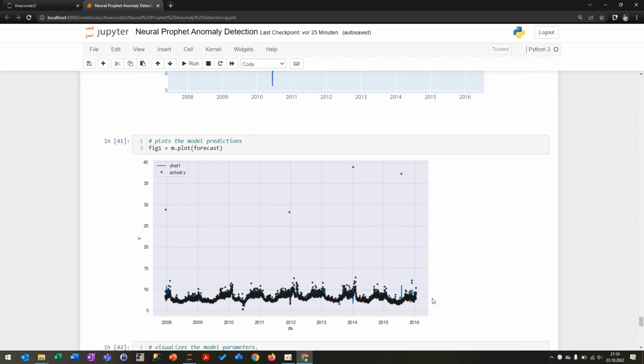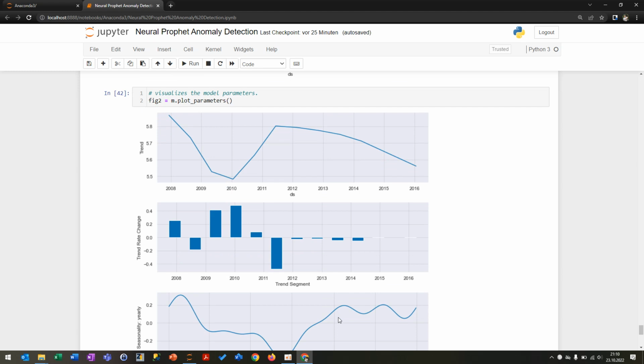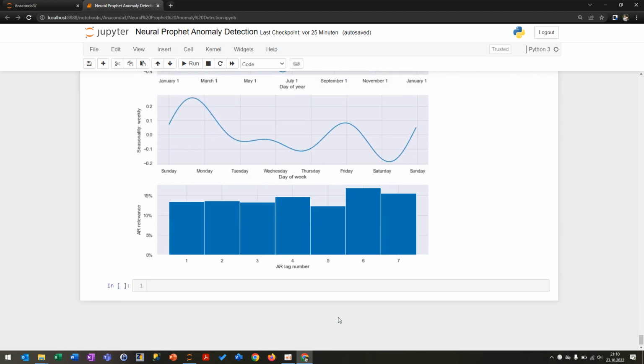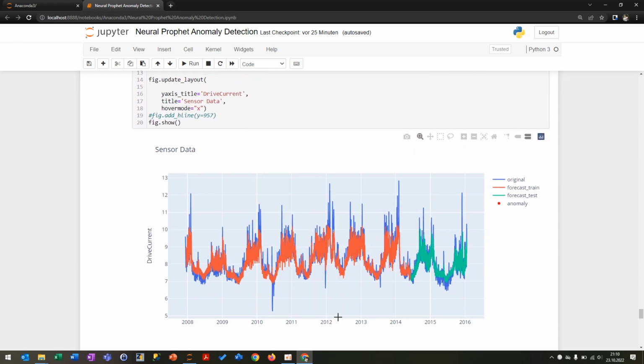You can also plot everything with the plot function from NeuroProphet. Here is the original data, the black one, and the blue one is the y hat, so the prediction. You can also plot the parameters, like the trend within the years, the weeks, and so on. And yeah, I would say the prediction looks really good after 10 epochs.